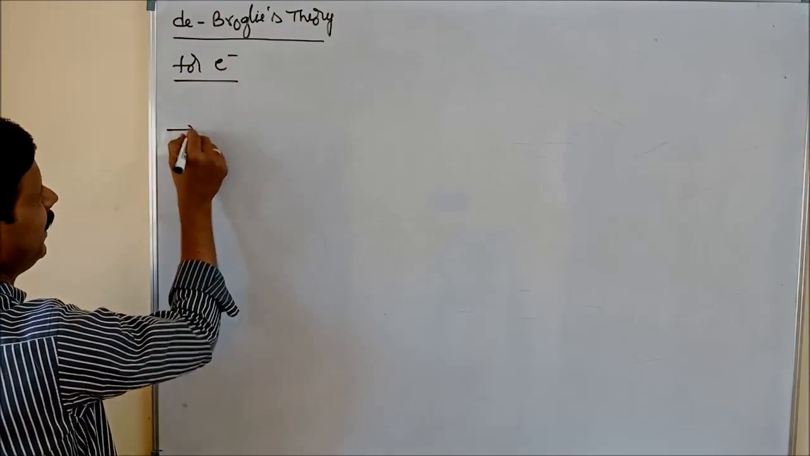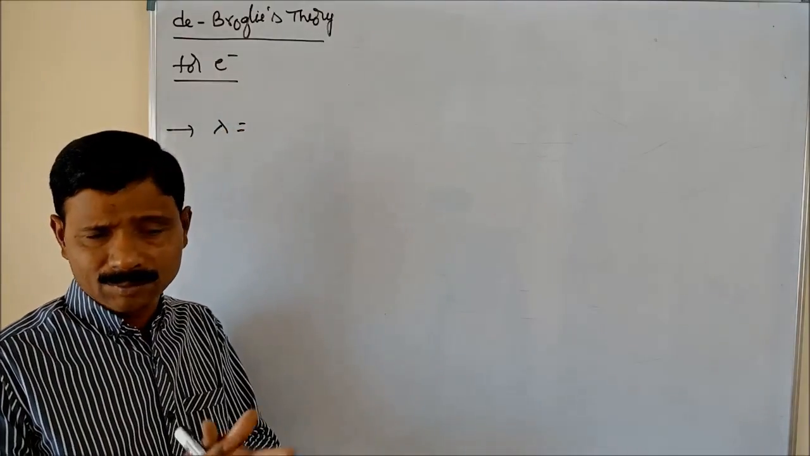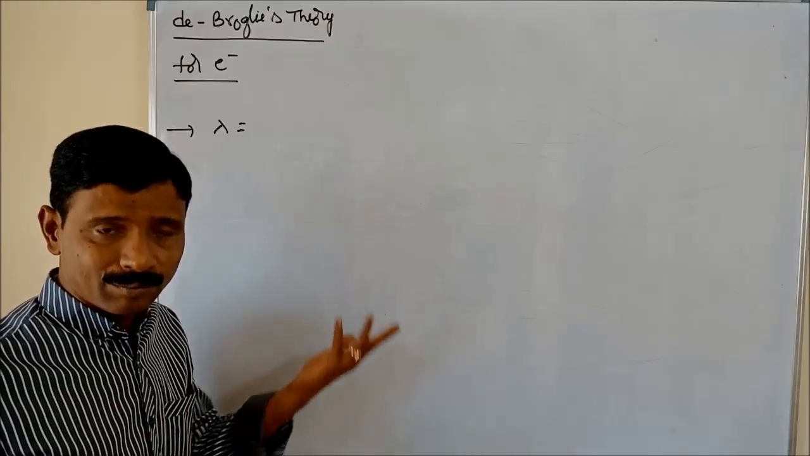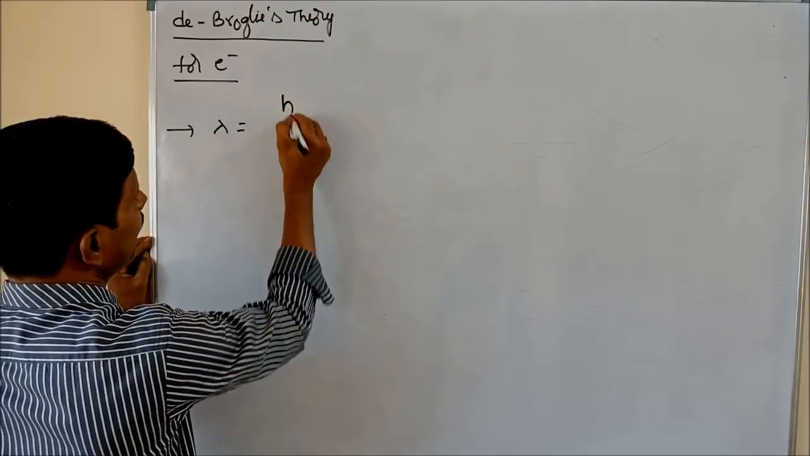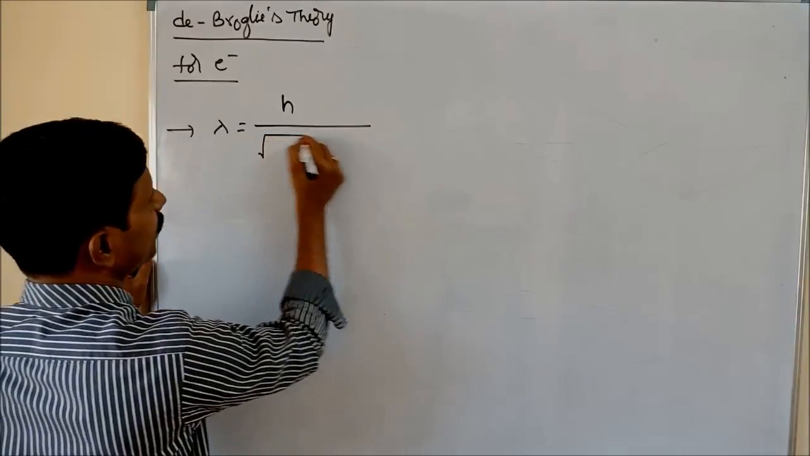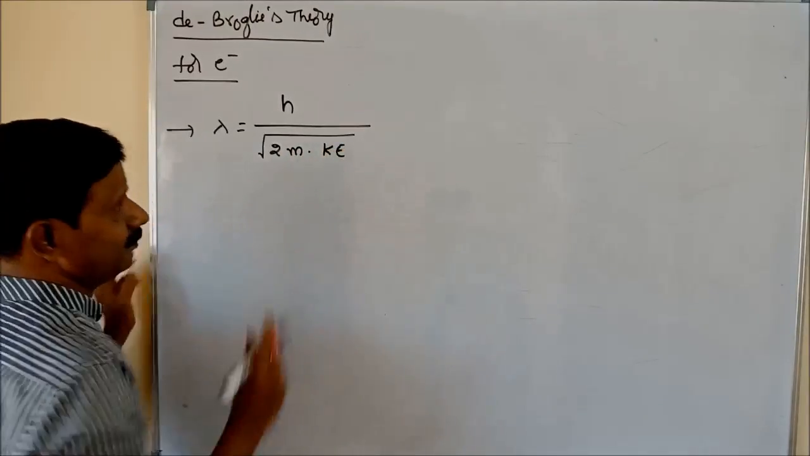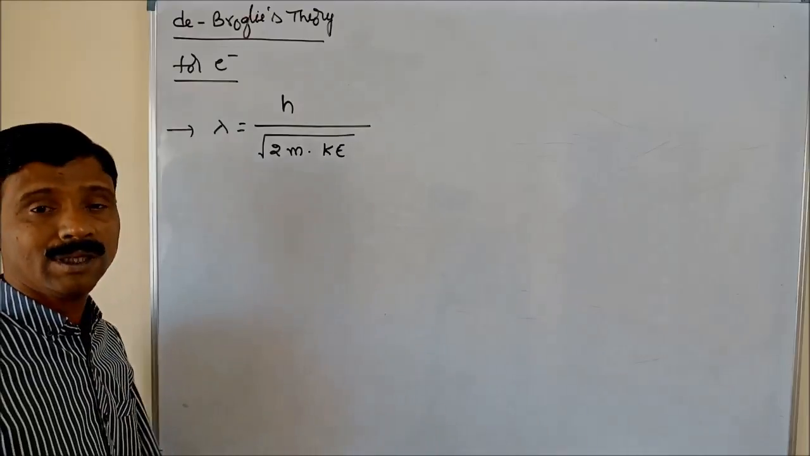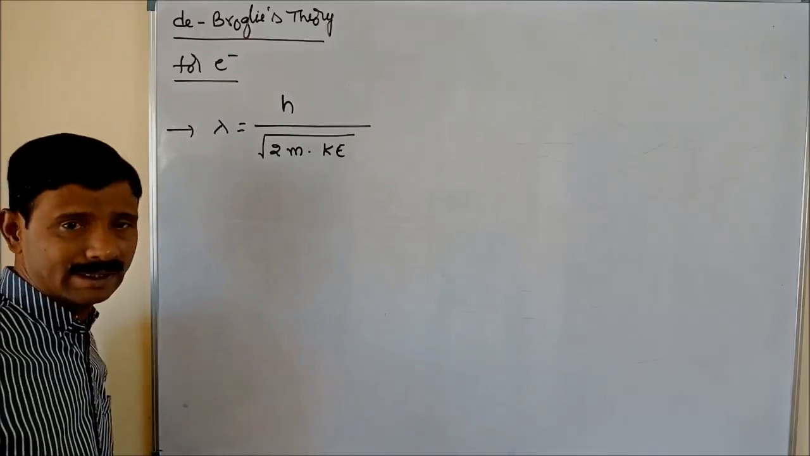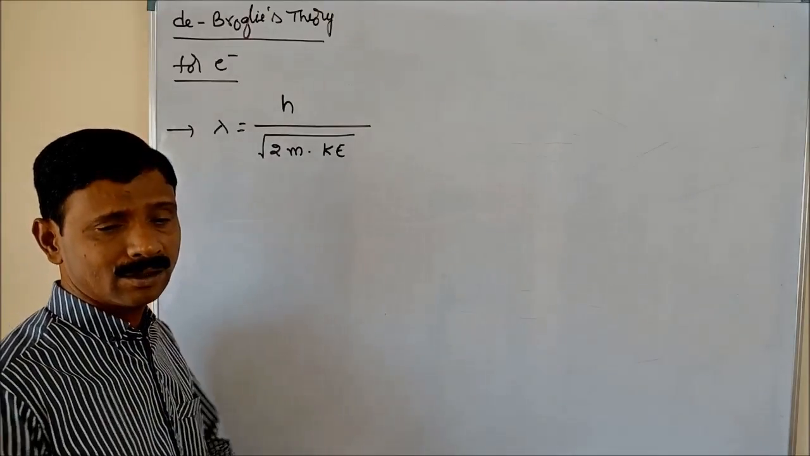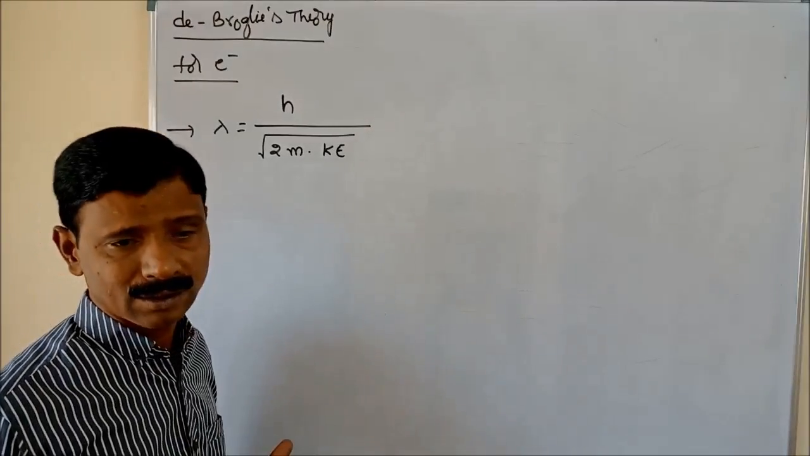Generally, sometimes they will give the kinetic energy of the particle. Now, comparing the wavelength for the electron, it is h by square root of 2m into kinetic energy, where m is the mass of the particle. If you substitute the constant values, that is h and the mass of the particle, we will get a direct relation. We will come to that later.